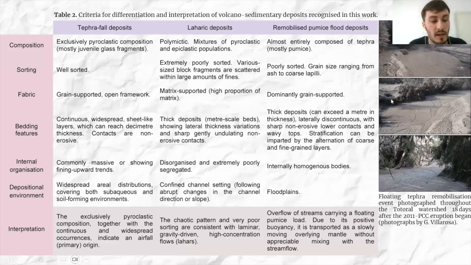Here you can see, as was clearly observed during the 2011 Puyehue-Cordón Caulle eruption, in the proximal to mid-volcaniclastic environments that we study here, the occurrence of this phenomenon during eruptive events, when large amounts of this high porosity and lightweight material reach the active fluvial channels. Due to its positive buoyancy, the pumice flow does not mix with the stream flow below and is transported as a slowly moving overlying mantle.